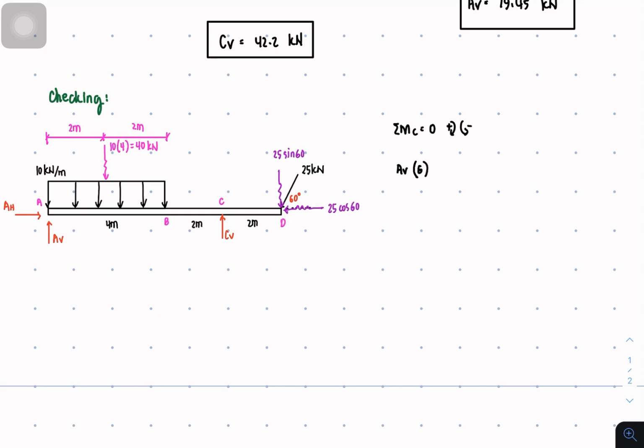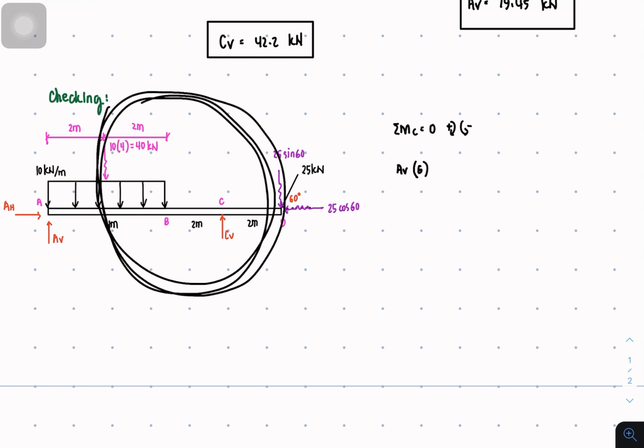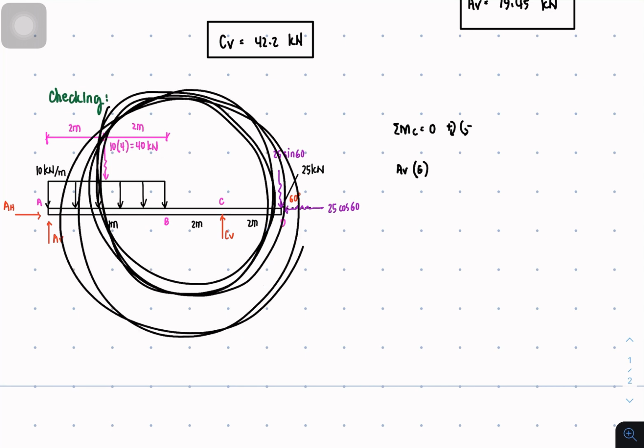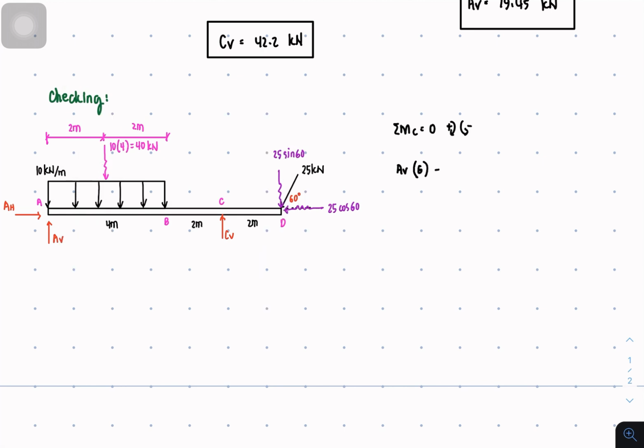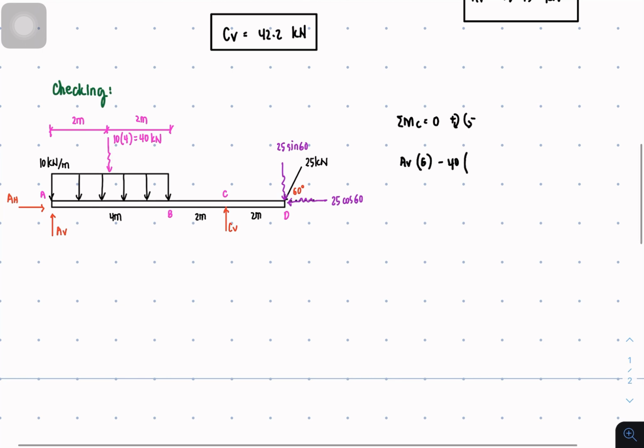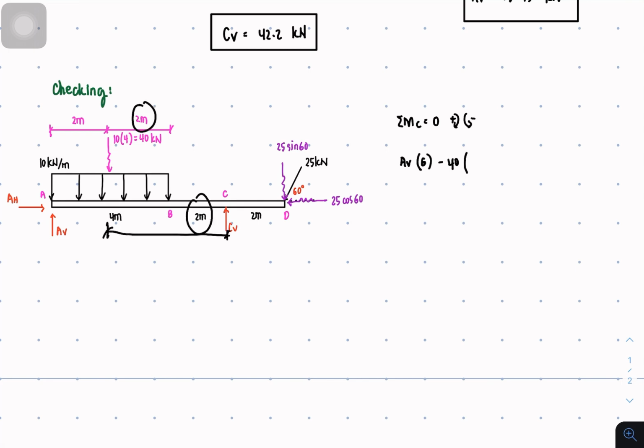Next is the 40, this one, 40. It's actually downward, but it's going to rotate about point C with this direction. So it's counterclockwise, so it's negative. So negative 40 times the distance from this 40 towards point C. So it's actually this distance. So how much is that distance? It's actually 2 plus another 2. So that is the distance. So it's 2 plus 2, so that's 4.